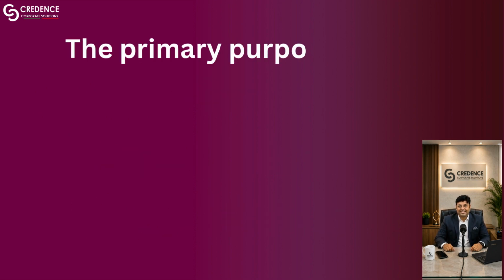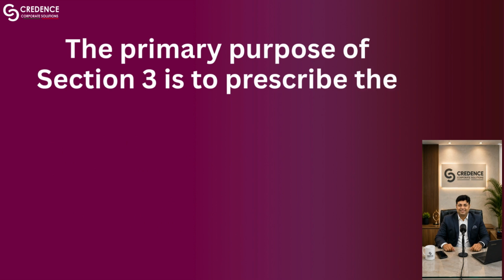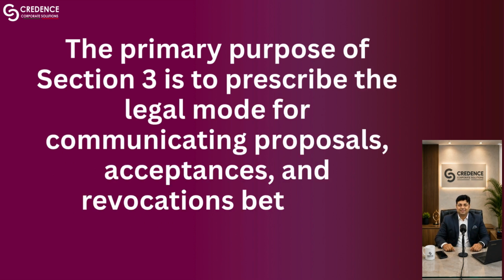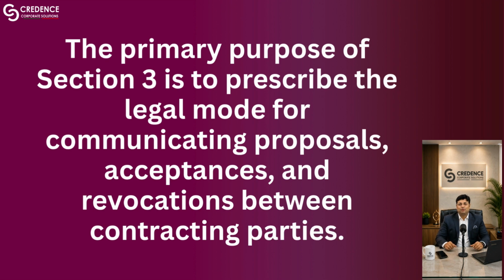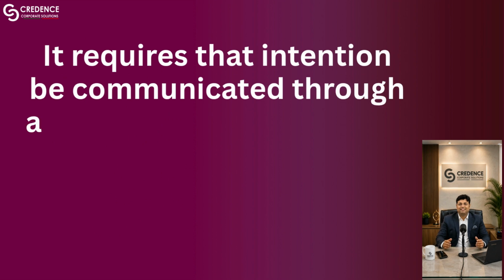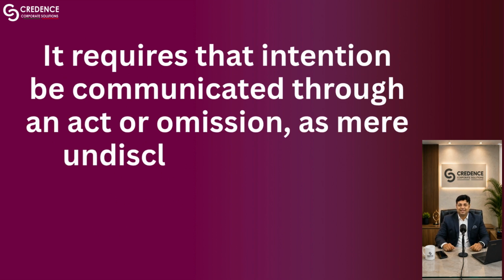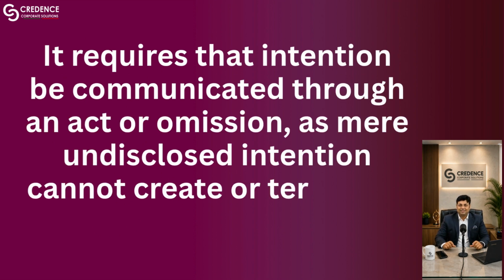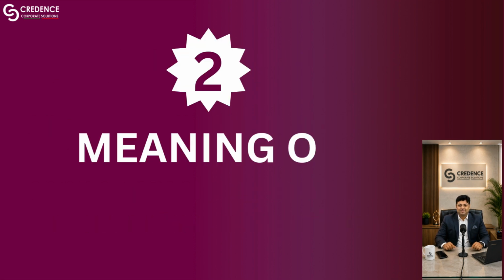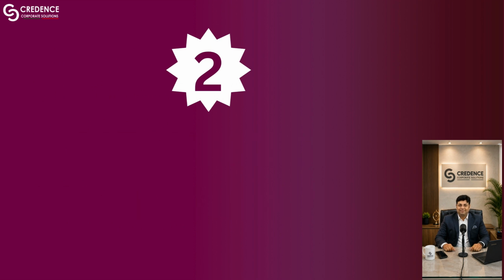The primary purpose of Section 3 is to prescribe the legal mode for communicating proposals, acceptances, and revocations between contracting parties. It requires that intention be communicated through an act or omission, as mere undisclosed intention cannot create or terminate contractual obligations. 2. Meaning of communication.